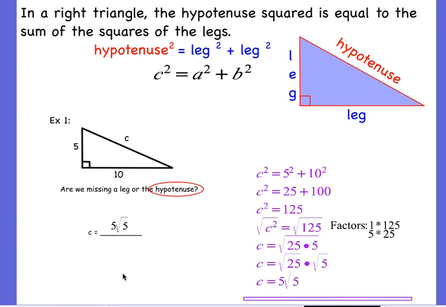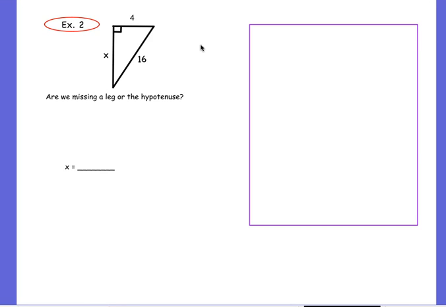Now, how different is it to solve for one of the legs if one of these side lengths is missing? For that, let's look at the next exercise. Okay, so in this case, we have this right triangle whose hypotenuse is 16. One of the legs has a variable x, and the other leg has a value of 4 units. Since x is what we're looking for, and that side forms part of the 90-degree angle, that means that we are looking for the leg.